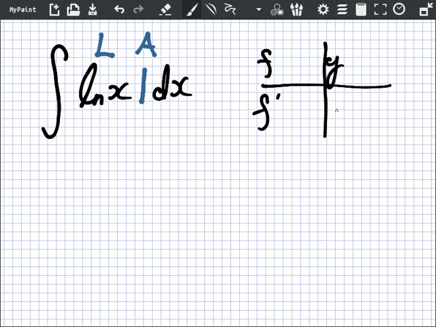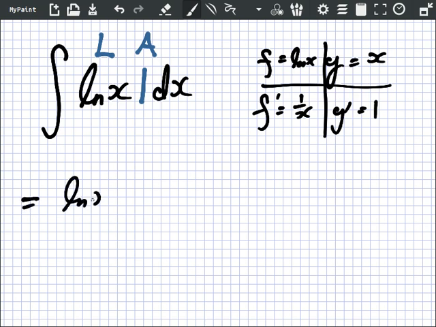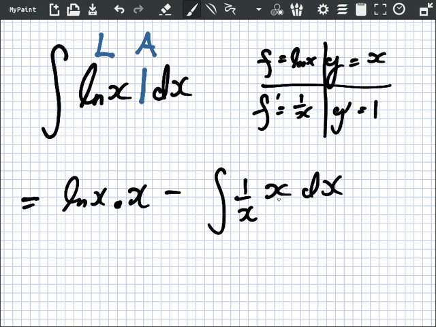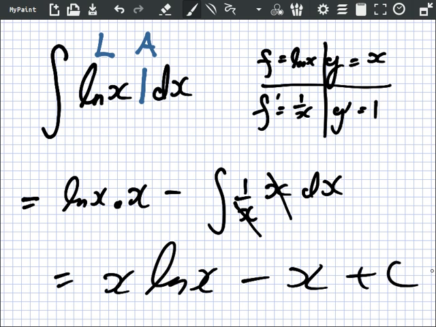F, F derivative, G, G derivative. Okay, so F is log x and F derivative is 1 over x. G derivative is 1. And G is x. So according to the formula, this should equal F G minus integrate F derivative G. Now that looks difficult until you realize something cancels here. And what's the integration of 1? X. So the answer is x log x minus x plus c.